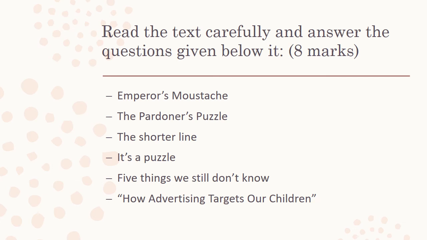It's a puzzle by Eleanor Helberg, the poem 5 Things We Still Don't Know, How Advertising Targets Our Children, the article by Dr. Perry Class. So it can be any of these passages, and below that 4 questions will be asked. Each question will carry 2 marks. Make sure that you understand that it won't be objective. You will have to write the answers.